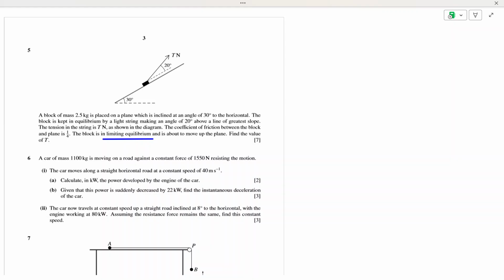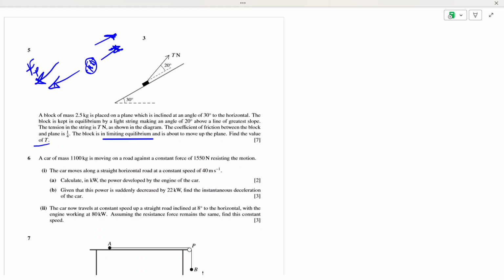Okay, so that means that T, the force is acting downwards and the force is acting upwards. It's about to move up. So it's not yet moving, but it's about to move up. So that means friction is going to act in this direction. Okay, it's about to move up. Find the value of T.